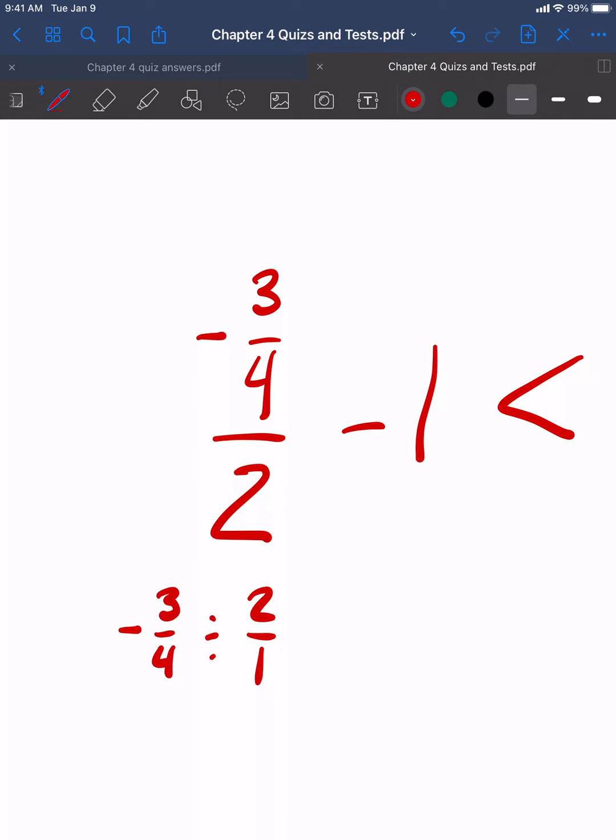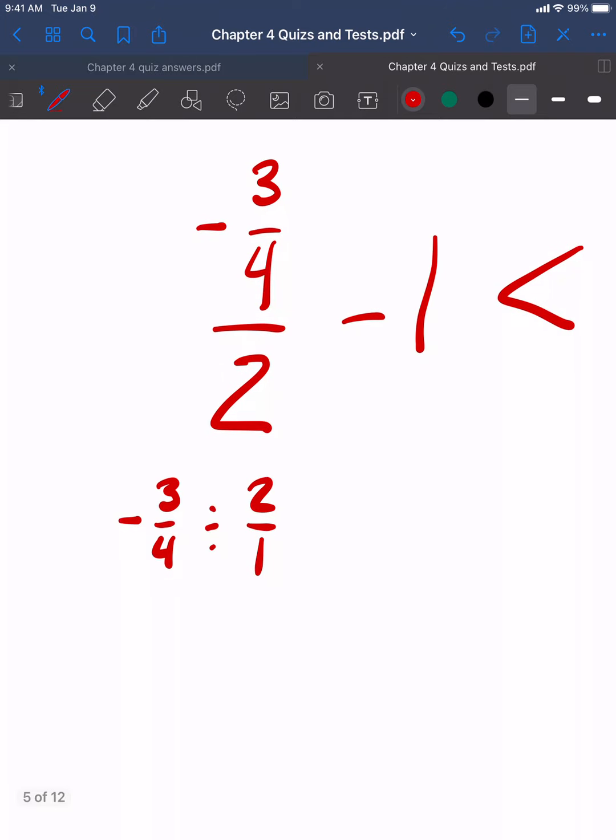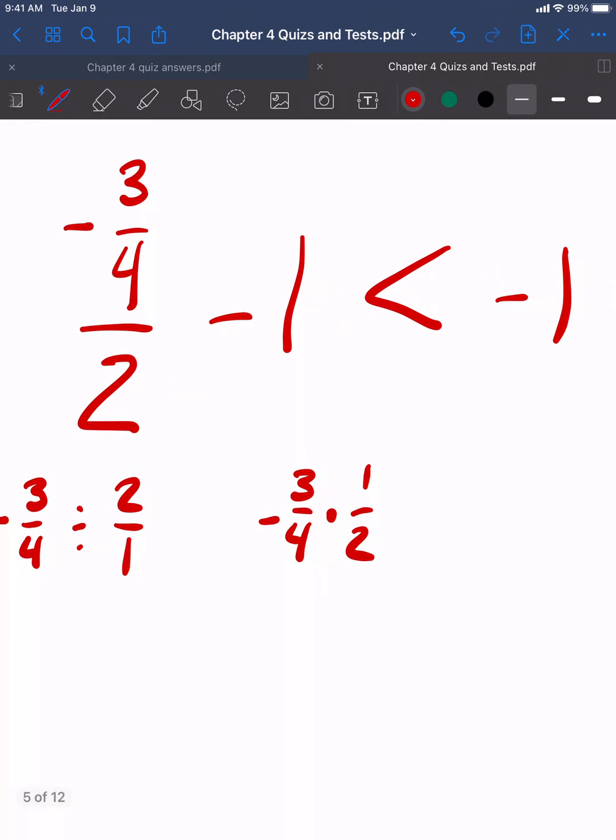Yeah. How do I divide fractions? Multiply by the reciprocal. So this is going to be negative 3/4 times 1/2. Now how do I multiply? What's 3 times 1? 3. What's 4 times 2? 8. What do I need to be super careful of? Signs. What's a negative times a positive? So my answer will still be negative.